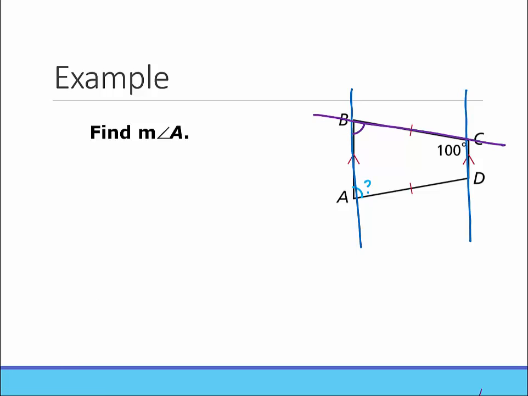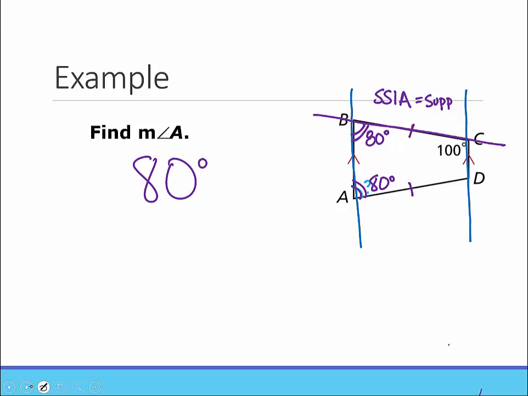Angle C and angle B are same side interior angles. And we know same side interior angles are supplementary. So if this one over here is 100, that makes this one 80. And then I can use the information that because this is isosceles, I know this angle, angle B, has to be exactly the same as angle A. So both of these have to be 80 degrees. So angle A is 80 degrees. Let's try another.